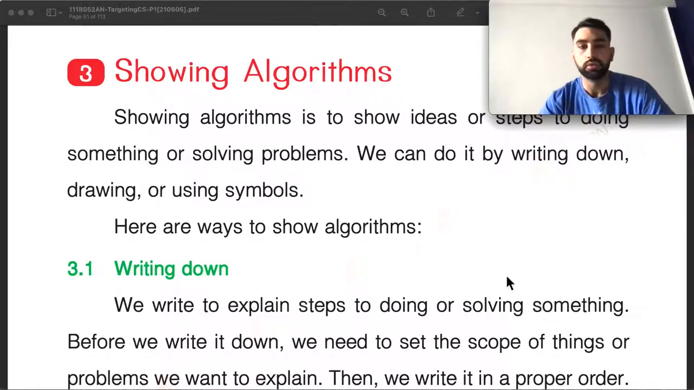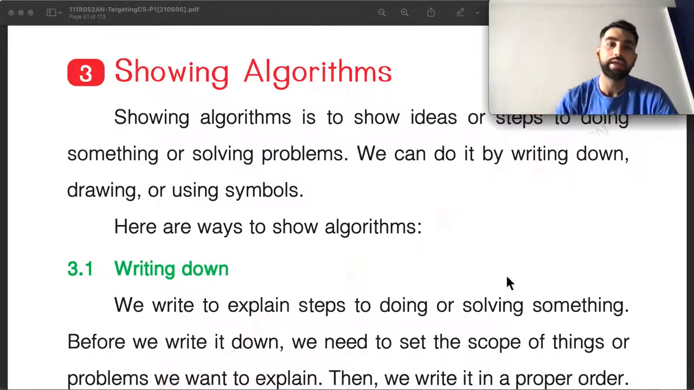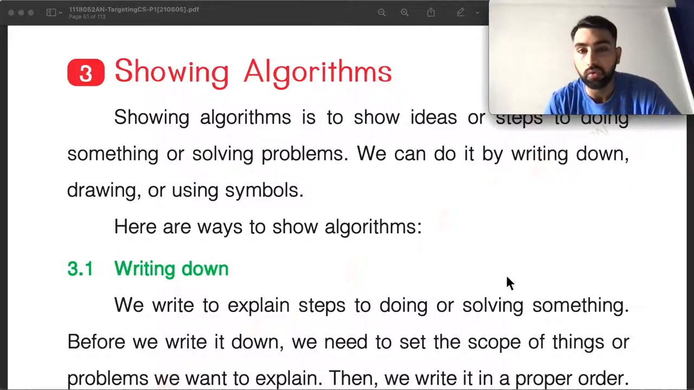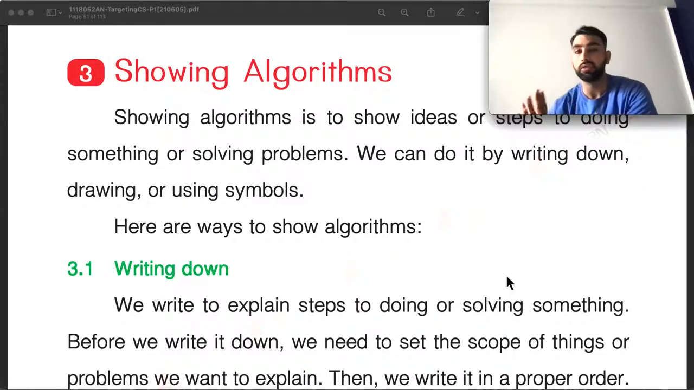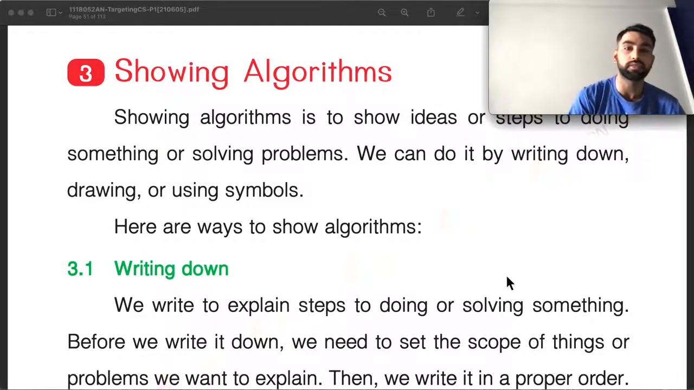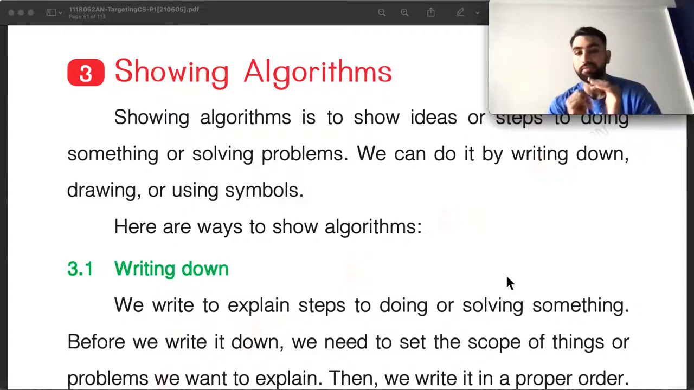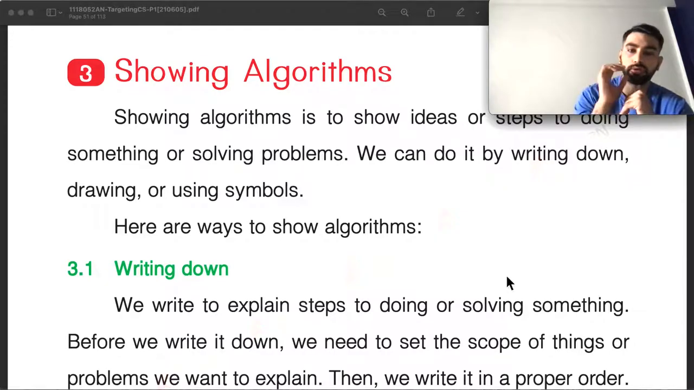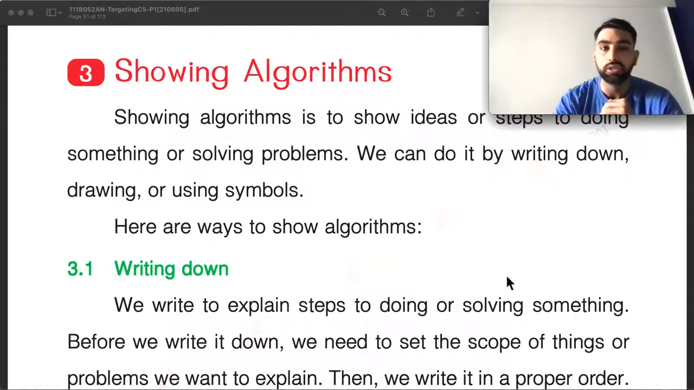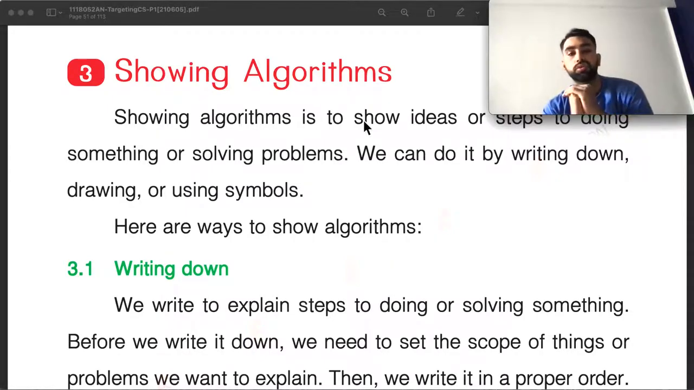The third topic we had was showing algorithms, like solving a problem by showing an algorithm. What is an algorithm, did we study? It is steps to solve a problem, like chopping the problem into different steps and then solving it. This is the algorithm that we use to solve a problem.